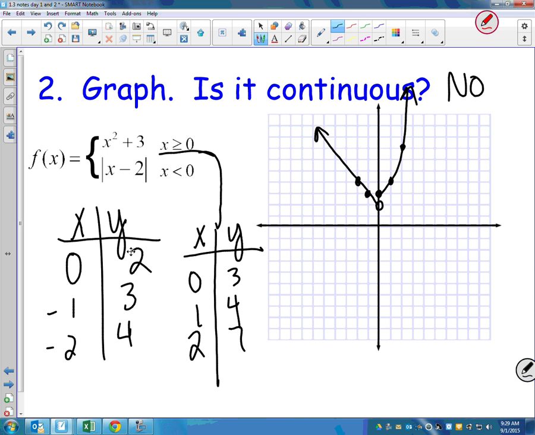Would the domain on this be the same as the last one? Would the domain still be all real numbers? And again, look at each piece. This side's going to go this way forever. This side's going to go this way forever. So I think my domain here would still be all real numbers. What about my range on this one? Would my range be all real numbers? Definitely not, right? Where does my range, well, anybody want to give me a range?